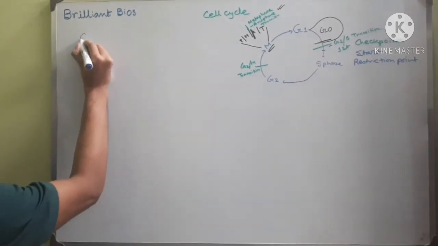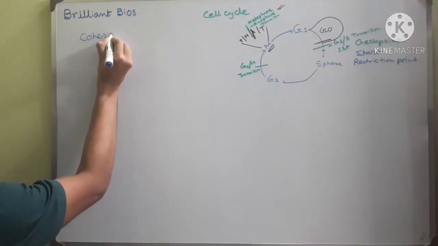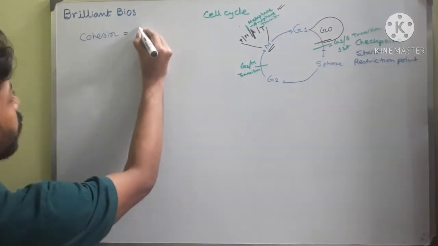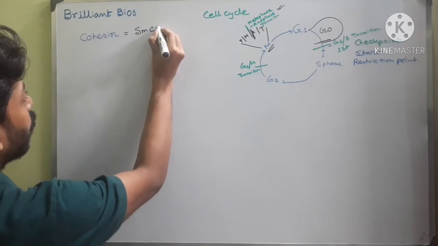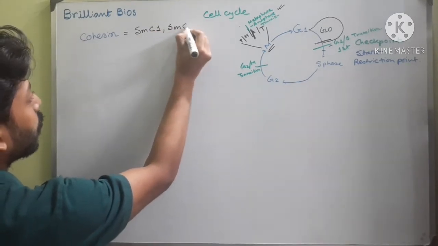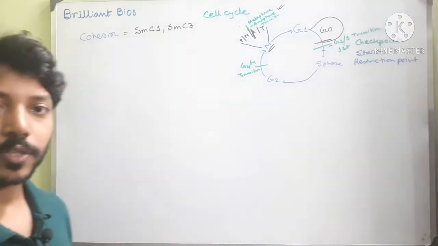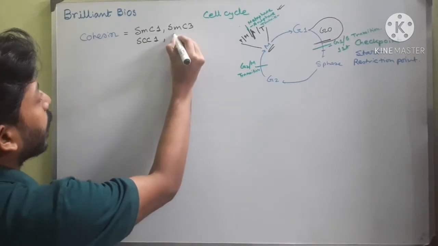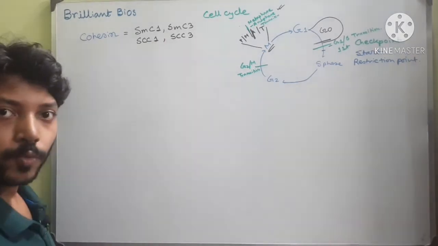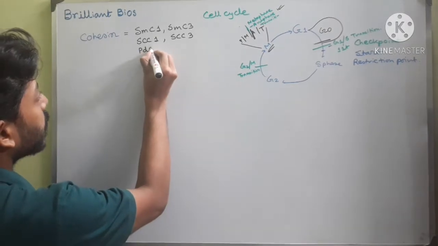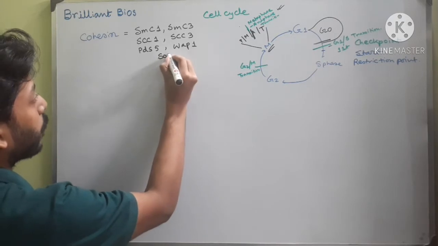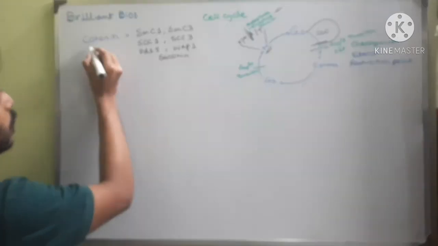You have to understand the function of this protein at first. Cohesin. This cohesin protein is actually a multi-subunit protein. This cohesin protein has SMC1, SMC3 subunit. SMC means structural maintenance of chromosome 1 and 3. There is SCC1 and SCC3, two other subunits. There is PDS5, WAPL and also another subunit called sororin. So you can see here the cohesin molecule is actually a multi-subunit molecule.